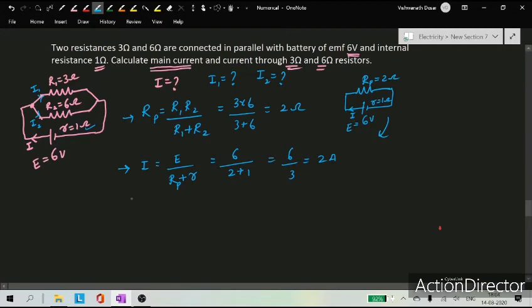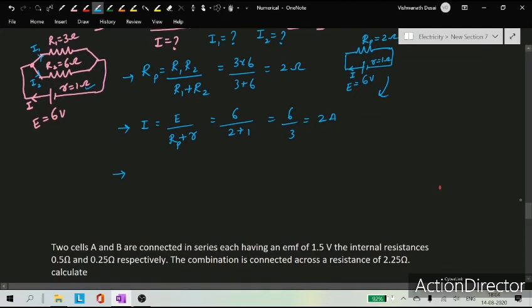Next, once after getting the value of I, main current, you can calculate the branch current. I1 is equal to main current into resistance of other branch divided by sum of the resistances, right? So main current we already got it 2, and R2 value, resistance of other branch, divided by R1 plus R2, 3 plus 6, correct? That is equal to, the value you are going to get here is 1.34. You can check it, this value.